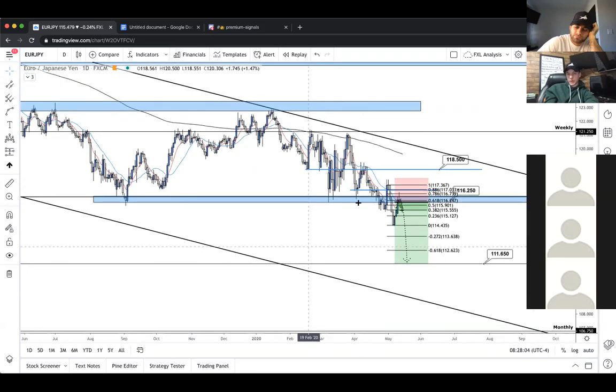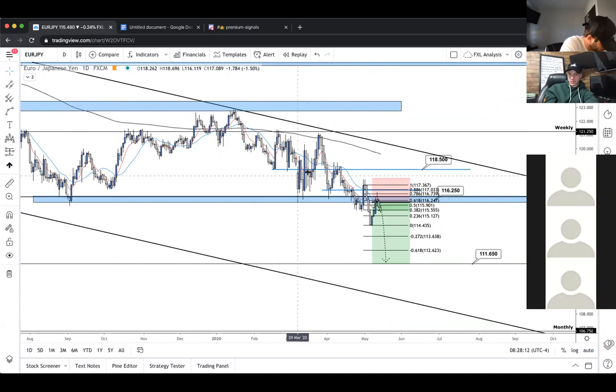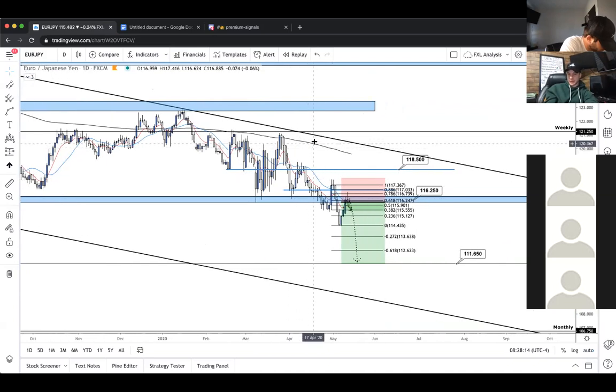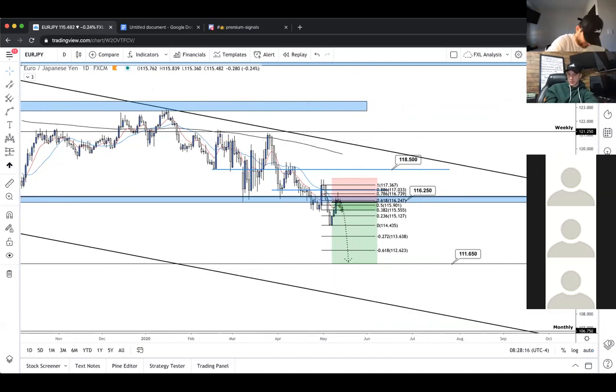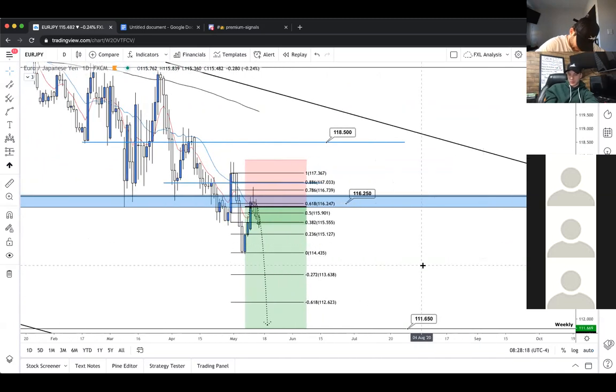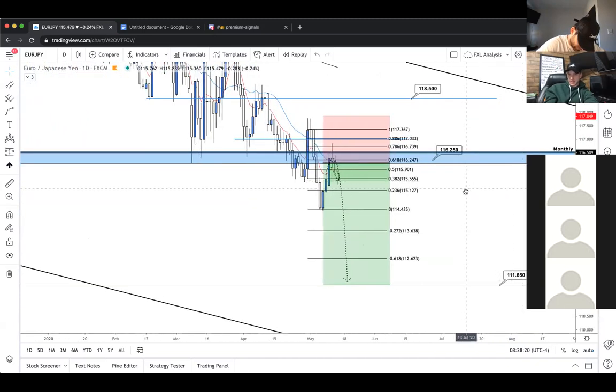But what's more important about EJ is that we're breaking this key monthly support right now. You can see how many times it tested it. It's a very key area. There's been tons of rejection, tons of value coming off of this level, but now we're breaking it. So now this once very strong support is now turning into resistance, right?